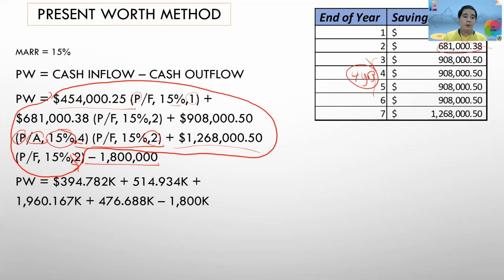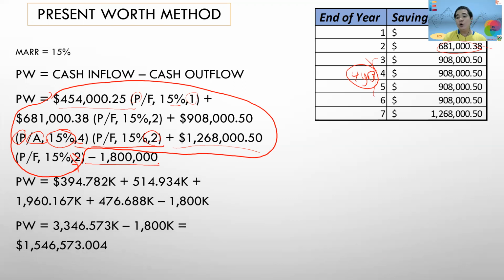514K plus 1,960K plus 476K minus 1,800K. So that would mean that the present worth is equal to the sum of all of your cash inflows, 3.346573 million, minus 1.8 million. That's equivalent to 1.546573 million.